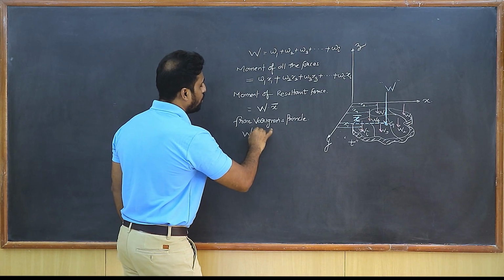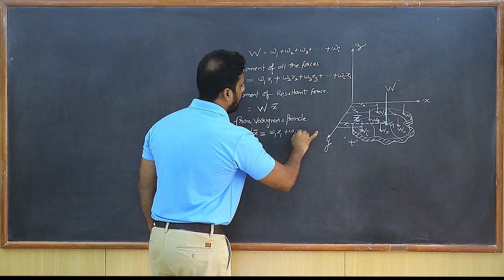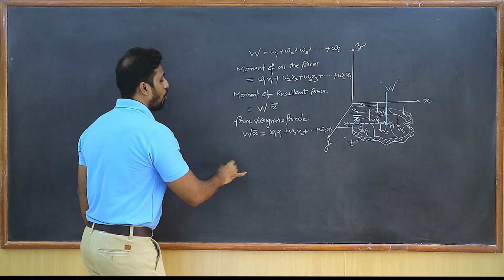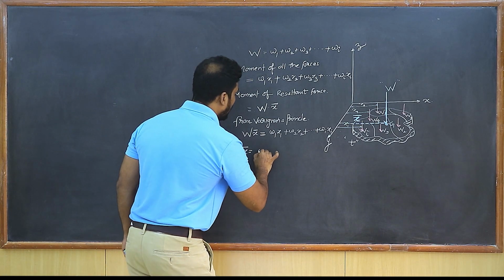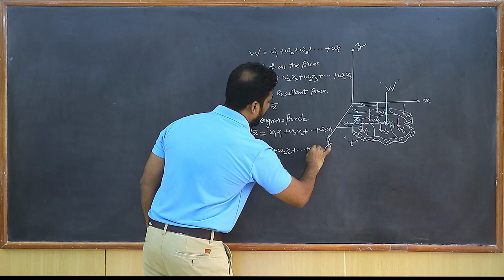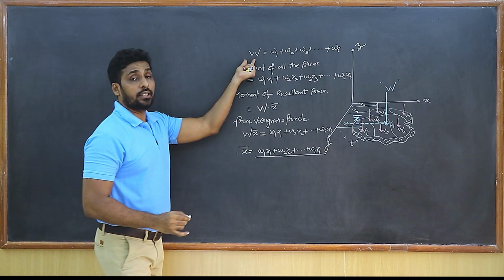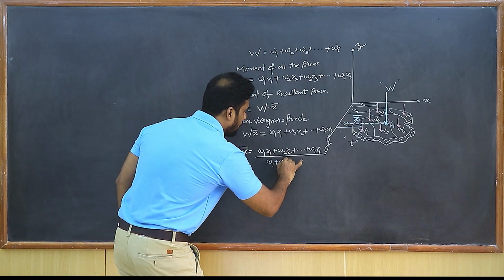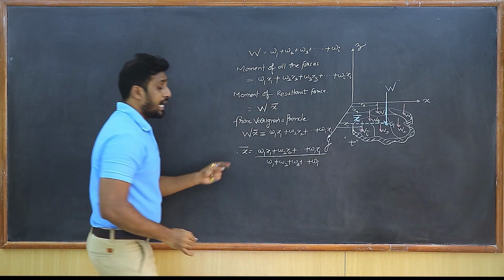So W into x bar must be equal to W1 into x1 plus W2 into x2 and so on, plus Wi into xi. So from here, x bar becomes equal to W1 x1 plus W2 x2 plus dot dot dot till Wi xi, upon the denominator W. But W is nothing but W1 plus W2 and so on up to Wi. So that's x bar, students.